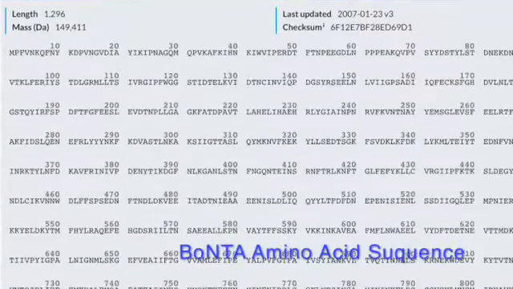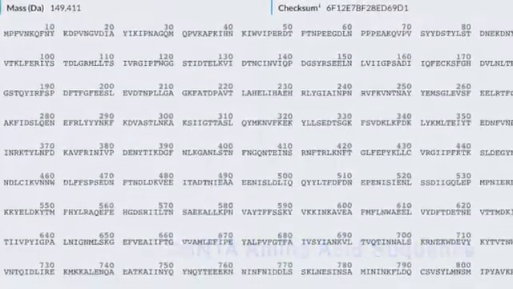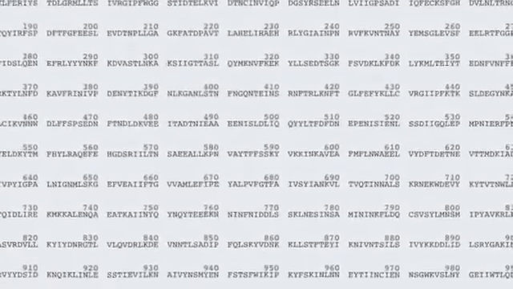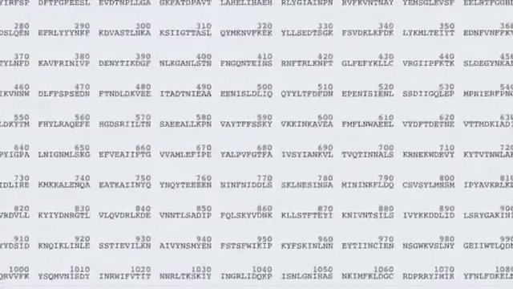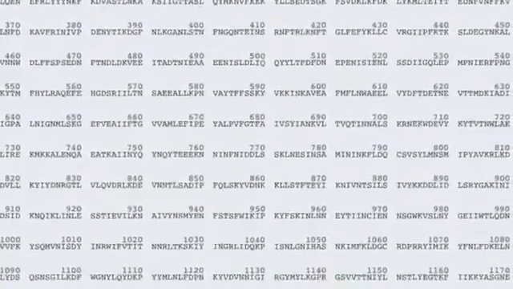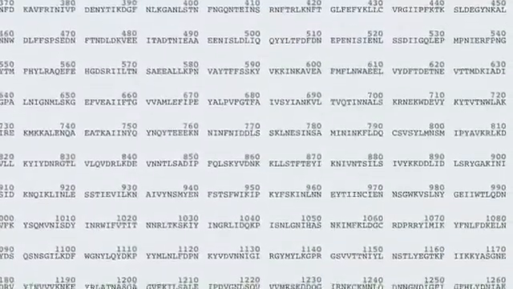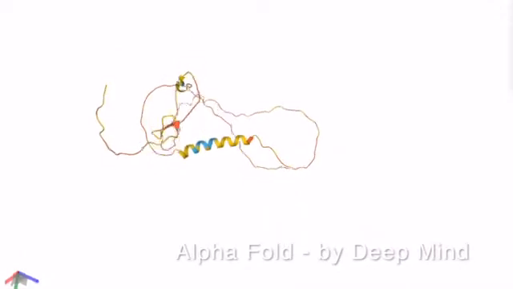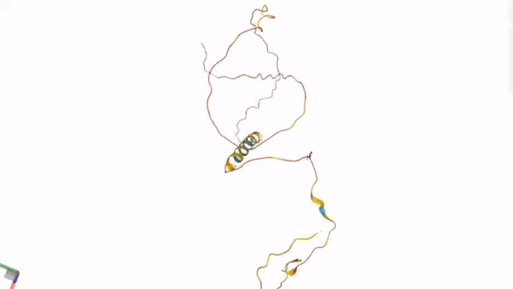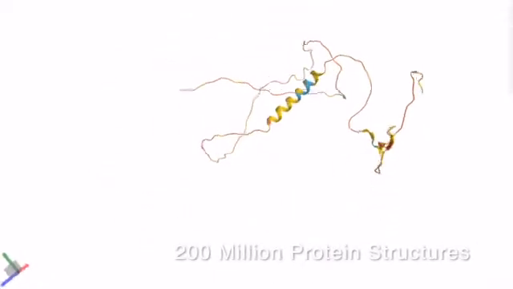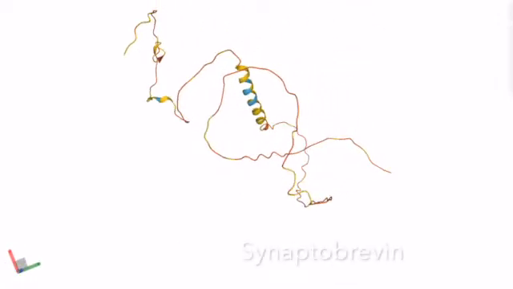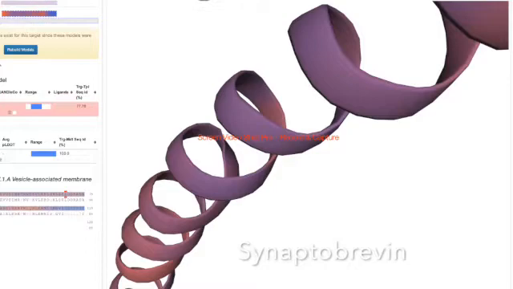What you see here is the exact amino acid sequence of Botox. It has a length of 1,296 amino acids and a mass of 149,411 Daltons. AlphaFold, a company based on DeepMind that also won chess and Go competitions against world champions, has now predicted the structure of 200 million proteins.